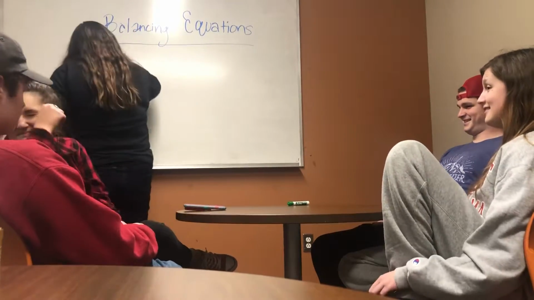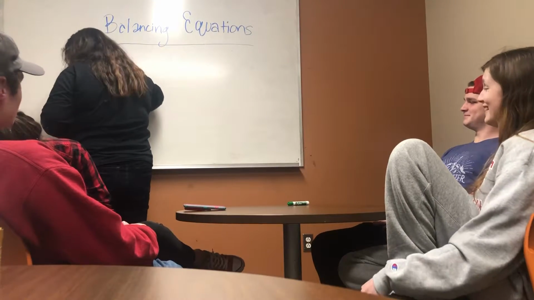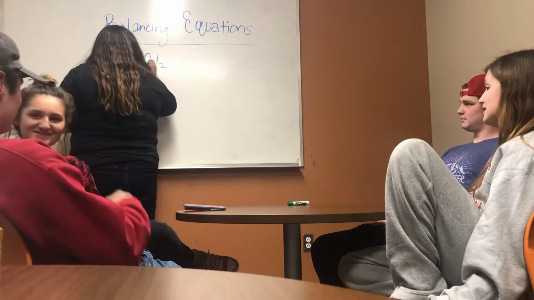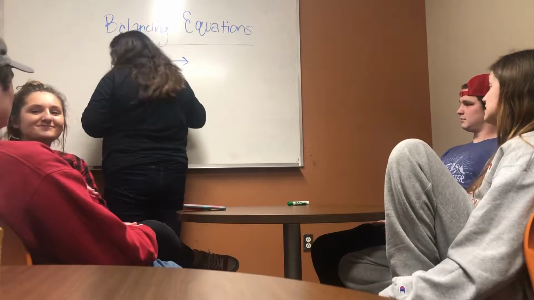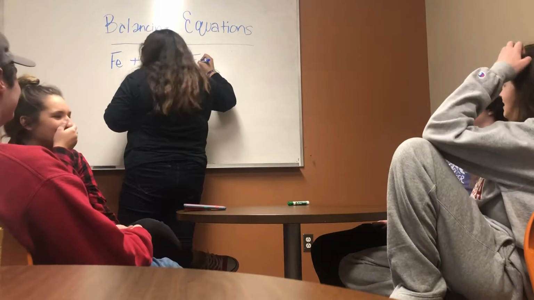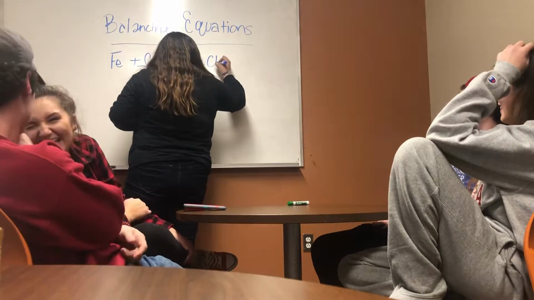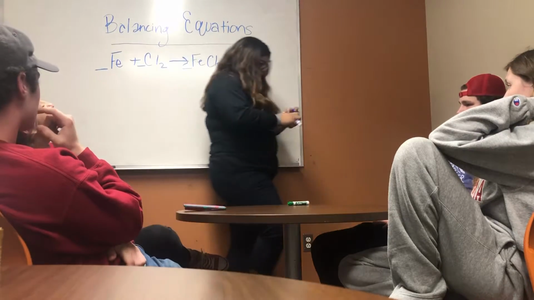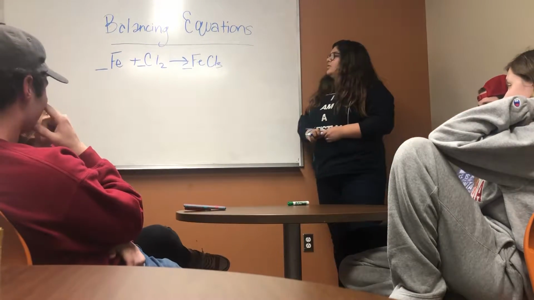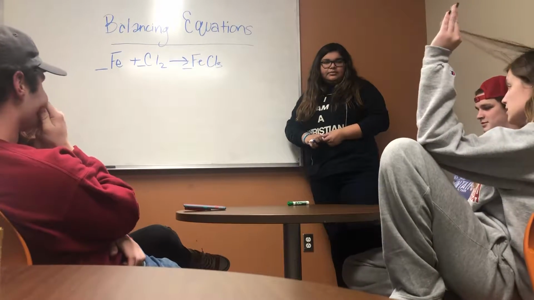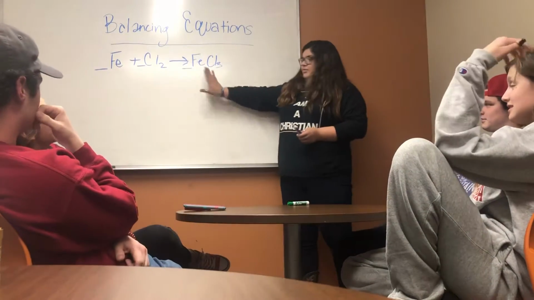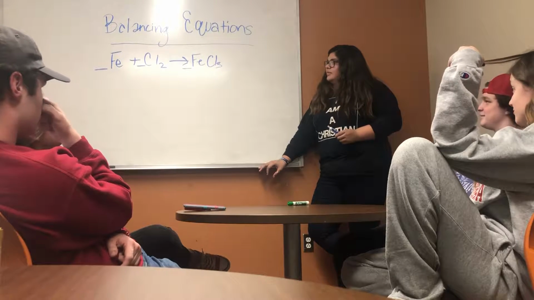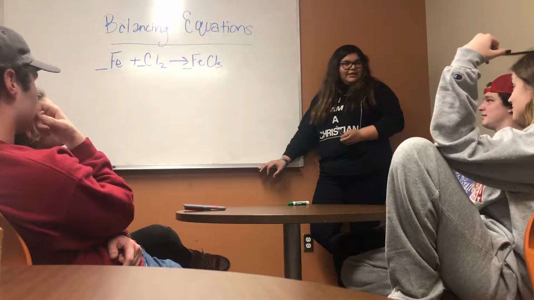So the first example will be Fe plus Cl2 produces Fe Cl3. So, what does Fe mean? What does it stand for? Iron. What about Cl? Chlorine. Yes. So, what is the product? Iron and chlorine. Iron chloride, I believe.